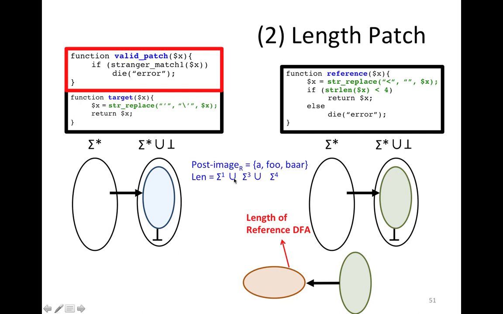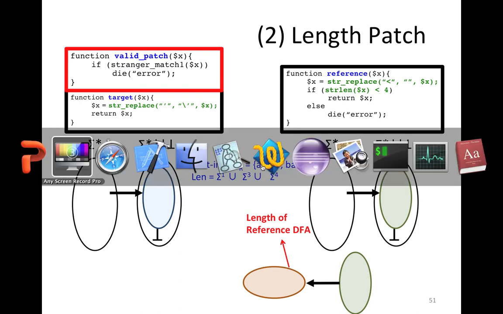Okay? So we call this language the length language, and the DFA that accepts this language is the size or the length DFA. Okay? So this basically just restricts the length. It just contains all the strings that have a length similar to the length of these strings. Okay, let me give you an actual example.